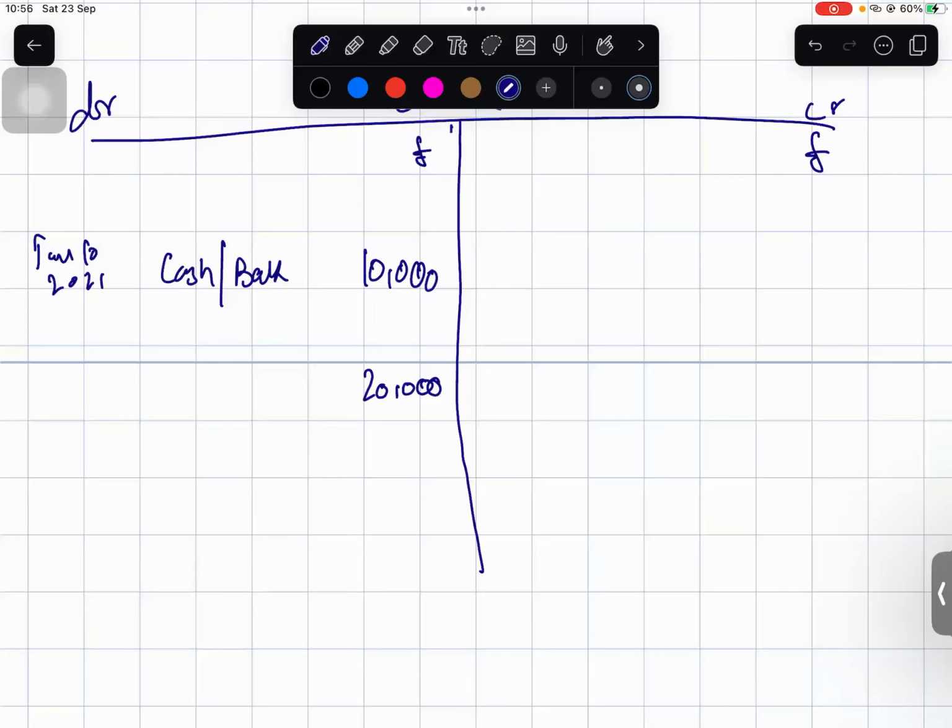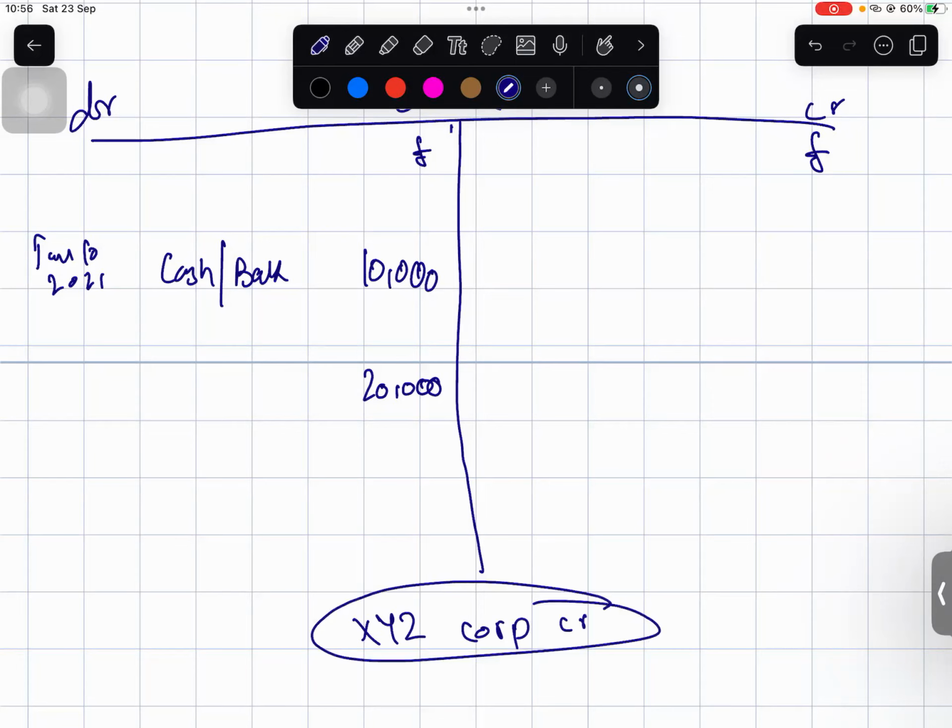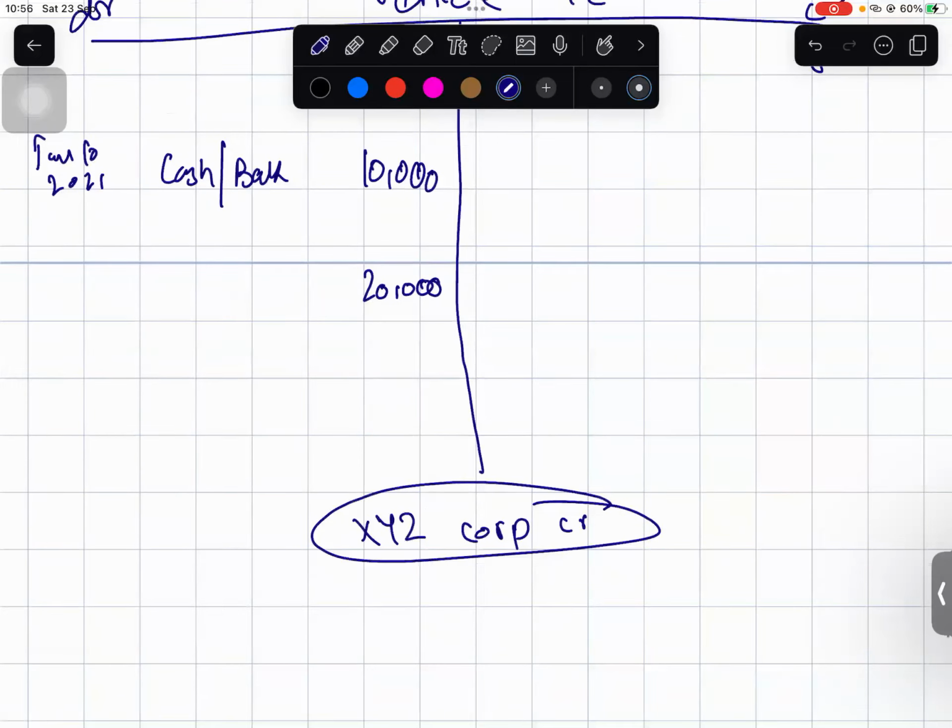So what we can instead do is, we can make up another account. That account may be called, for example, we can say the name of the creditor, whatever the name of the creditor may be. For example, it was XYZ Corp, right? So we can credit this, and that would suggest that we bought it on credit. Or we can even make an account called bought on credit. Doesn't matter.